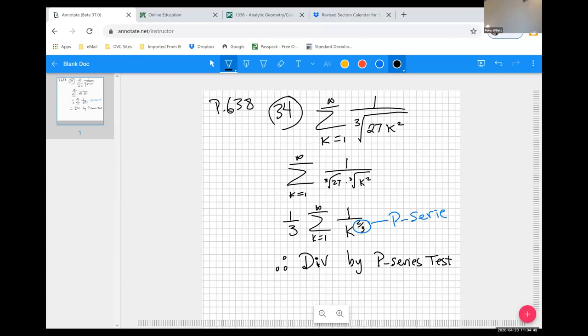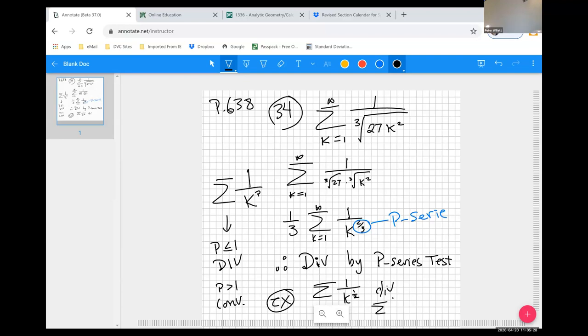So the question is, why does it diverge? The P series test said if you have a series of 1 over k to the p, then if p is less than or equal to 1, it diverges. If p is greater than 1, it converges. In this case, 2/3 is our p value, and it's less than 1. So it diverges. Examples that are super simple: the series of 1 over k to the 1/2 diverges, compared to 1 over k squared, which converges. Those are your simple two examples to think about.